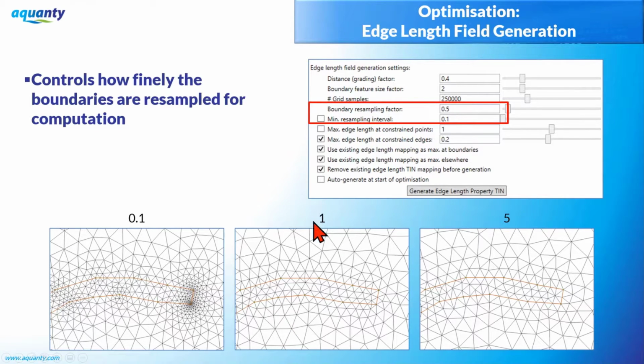This minimum resampling interval, if you enable it, places a constraint on how finely the boundaries are resampled. So it's an absolute minimum distance between resampled points and has a pretty similar effect to the boundary resampling factor. This value is dependent on the spatial scale of the mesh domain, but by default, this is turned off.